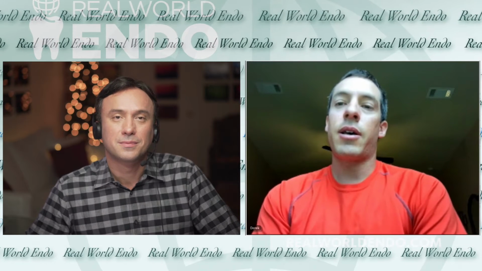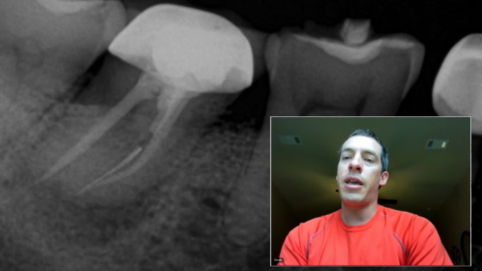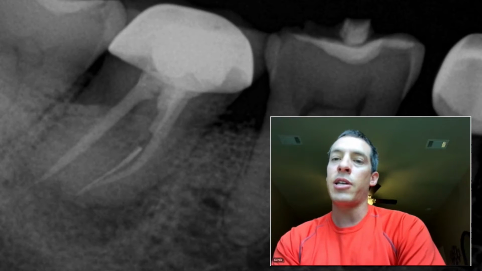Yeah, so this patient was referred for retreatment of tooth number 31, due to a sinus tract. She had pretty good oral hygiene. She was seen in July of 2014 for a consultation, and we took diagnostic images as well as tests. We also took a cone beam 3D image at that visit.